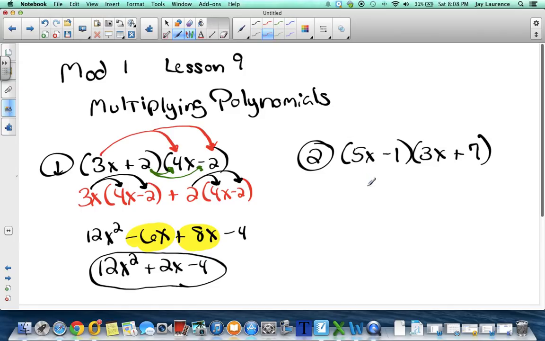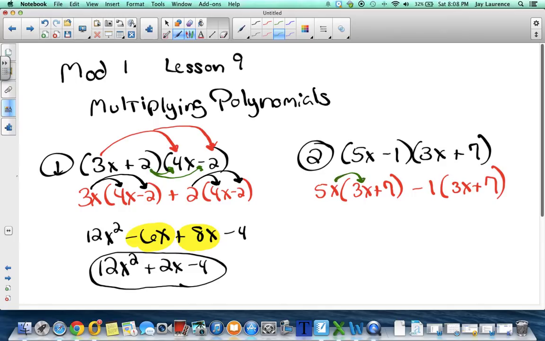The next one, I'll do it the same way, but I'm actually going to do it twice because I'm not always going to break it up into two problems. But, okay, I'm going to do a 5x and multiply it by the second quantity, 3x plus 7. Then I'm going to take a negative 1 and multiply it by the second quantity. All right.